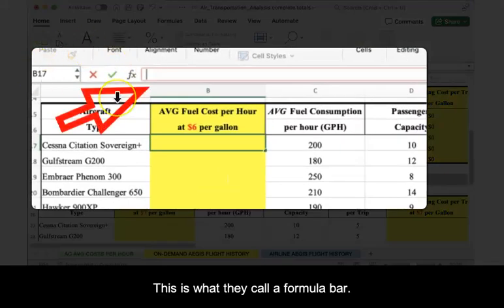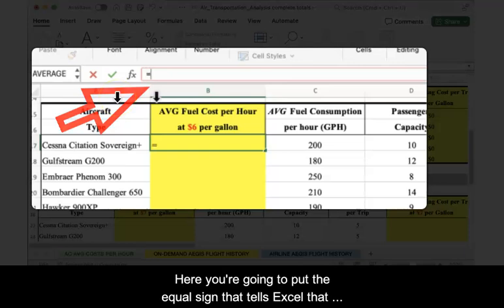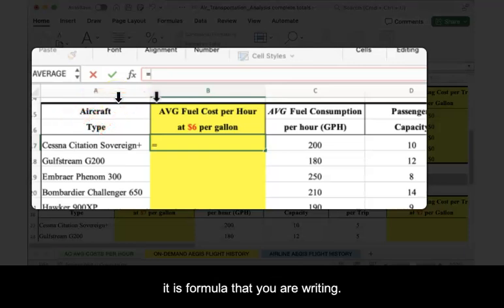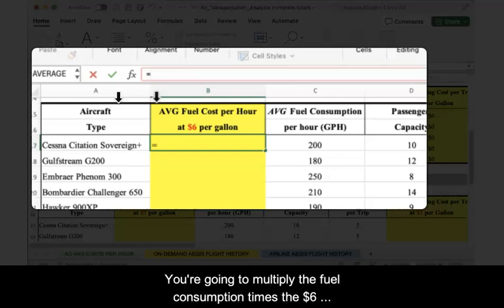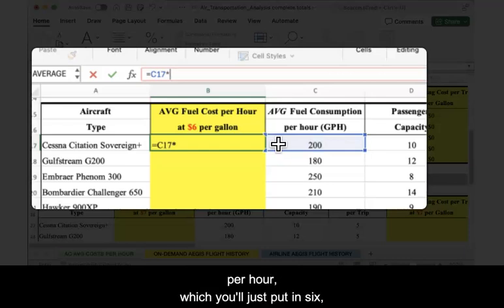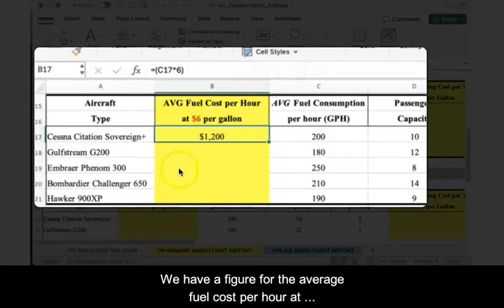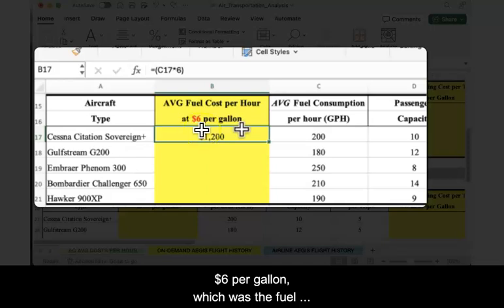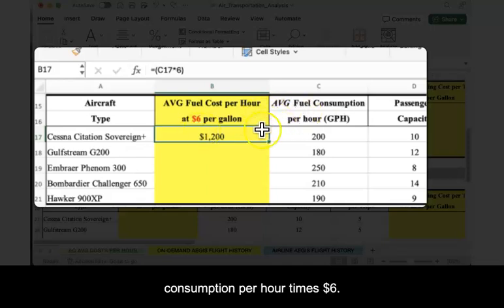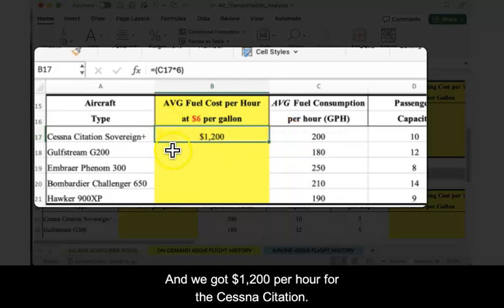This is what they call the formula bar here. You're going to put the equal sign that tells Excel that it is a formula that you are writing. You're going to multiply the fuel consumption times the $6 per hour, which you'll just put in 6, and hit enter. We have a figure for the average fuel cost per hour at $6 per gallon, which was the fuel consumption per hour times $6, and we got $1,200 per hour for the Cessna Citation.